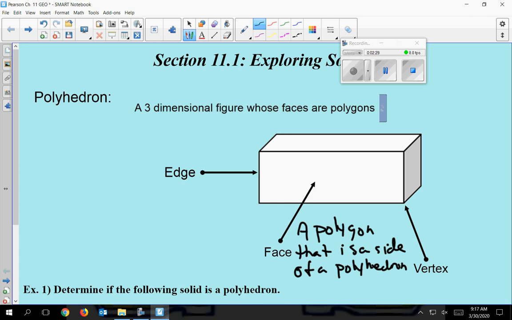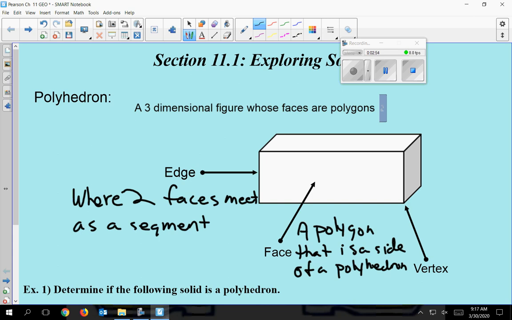An edge is where two faces meet as a segment. So I've got a whole bunch of edges around here. I've got the edge that this one's pointing to. This is an edge. This is an edge. That's an edge. You've got a whole bunch of them around there.